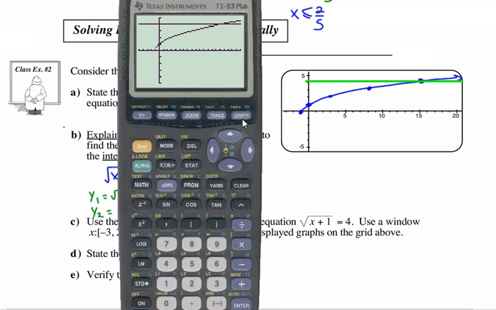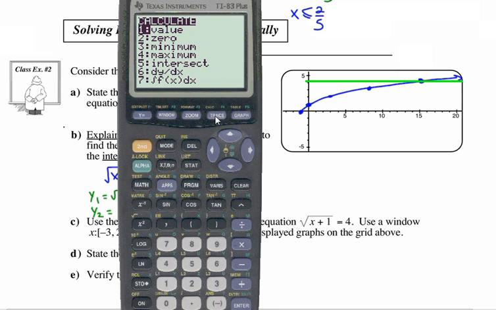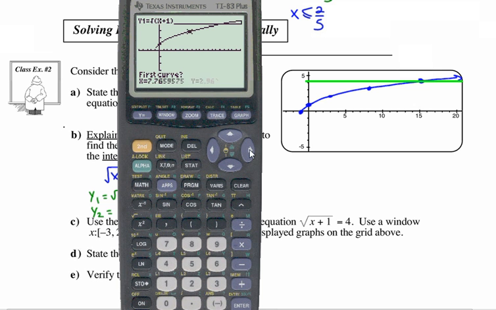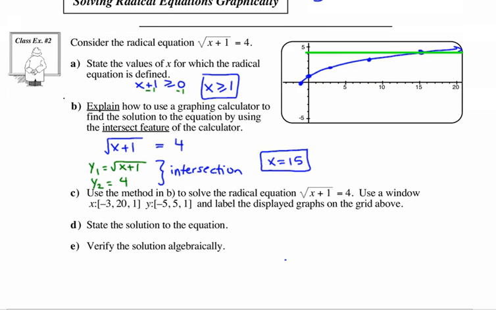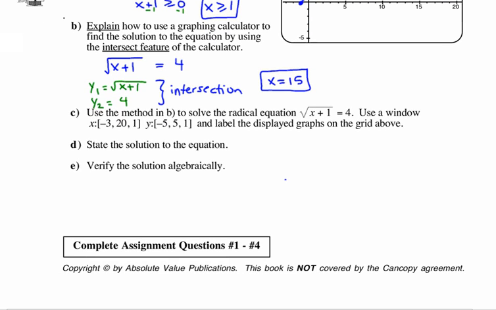So now we can find the intersection. Second trace, number 5. We can scroll over to where it is, or we can just push enter, enter, enter, and there it is, 15 and 4. Now we just want the x value, so x equals 15. So that's my solution. And how can we check our work? Well, we're going to do that right away.